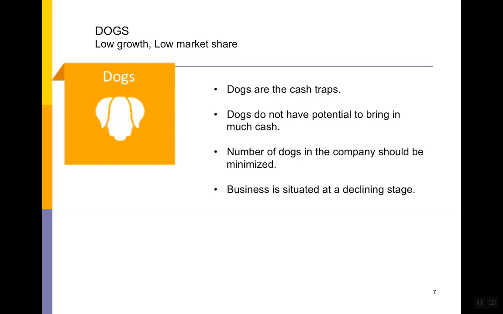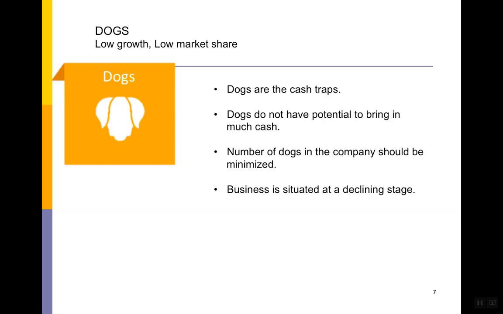As a particular industry matures, its growth slows. All the business units become either cash cows or dogs. The natural cycle for most business units is that they start as a question mark and turn into stars. Eventually they stop growing, and thus the business unit becomes a cash cow. At the end of the cycle, the cash cow turns into a dog. Dogs do not have the potential to bring in much cash as they are in the declining stage.